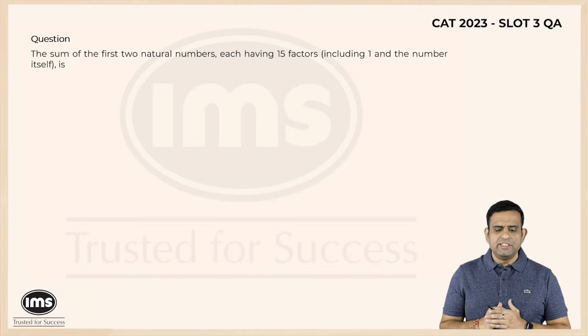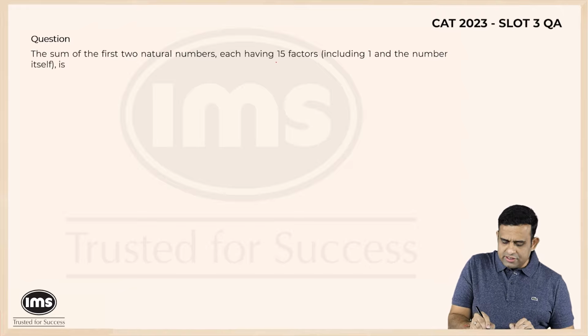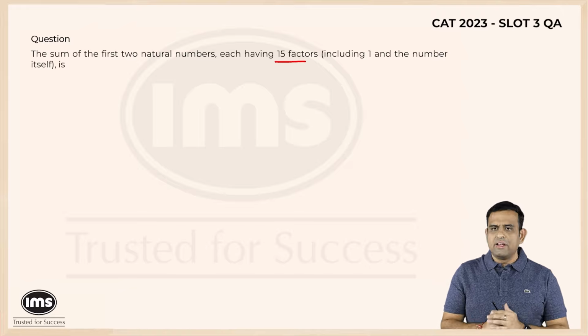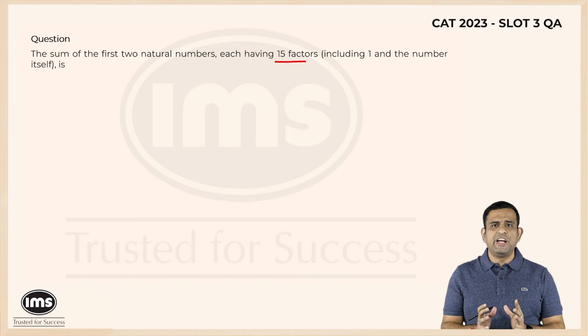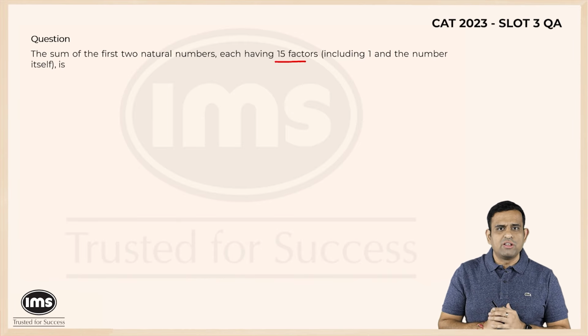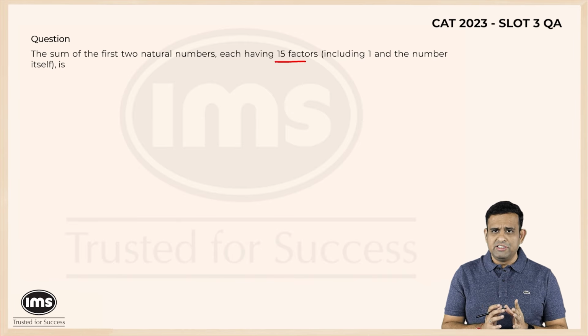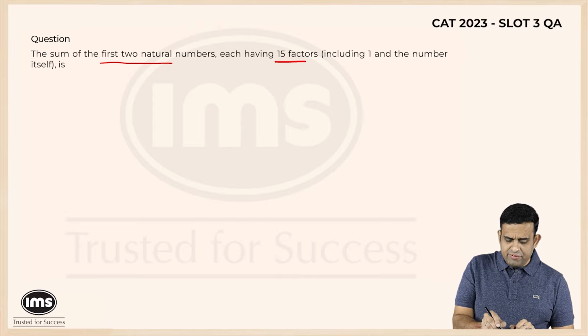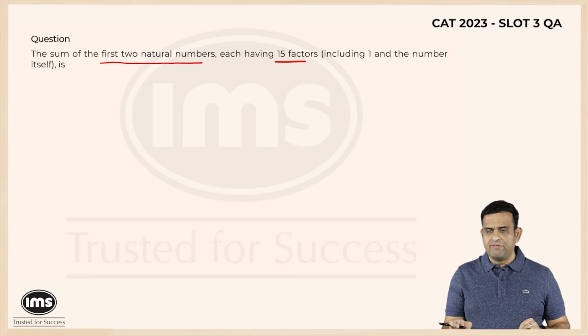The next question says the sum of the first two natural numbers, each having 15 factors, including 1 and the number itself, is. So again, not a straightforward problem. One can say it's an aptitude based question. They say sum of the first two, that means the smallest two natural numbers having exactly 15 factors.